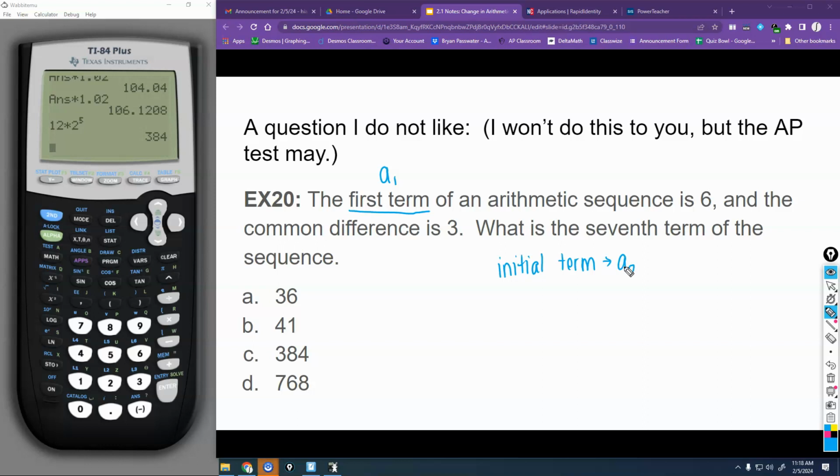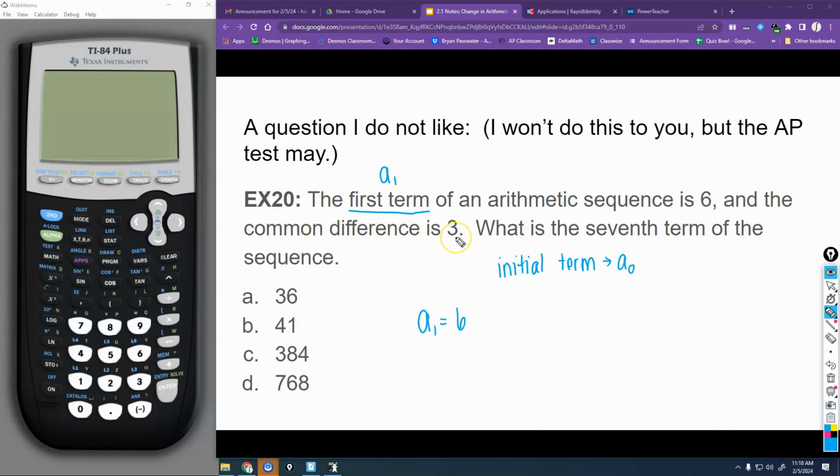So, if they give you something like this, the first term is a sub 1. They're telling you a sub 1 equals 6. First term sounds too much like initial term. I don't like it when they do this. I wish they'd call it a sub 1 for you. If I give it to you on a quiz or a test, I'm going to call it a sub 1 for first term because it sounds so much like initial term. But if they give you a sub 1, it is 6.